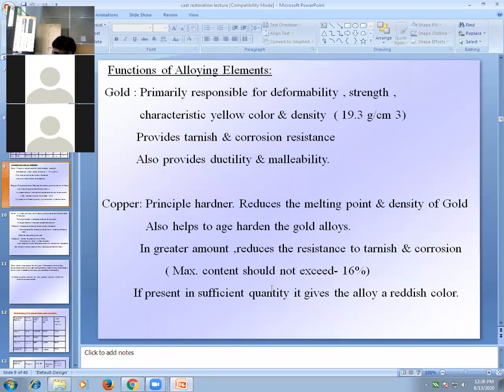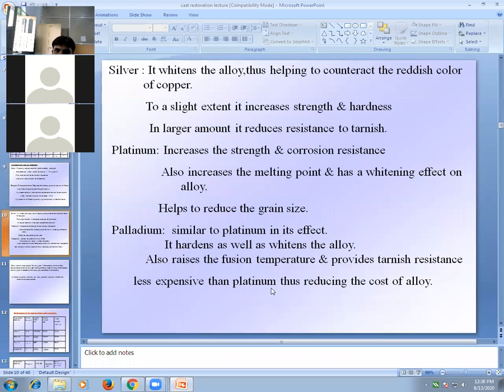So, to counteract this, we have to add silver. What does the silver do? It whitens the alloy, thus helping in counteracting the reddish color of copper. And to a slight extent, it increases the strength and hardness. Also, like copper, silver also reduces the resistance to tarnish and corrosion.